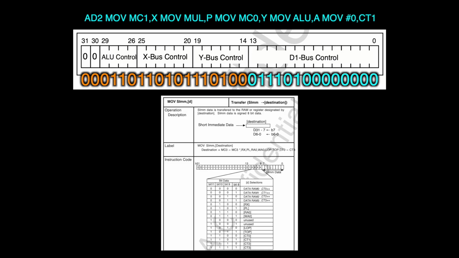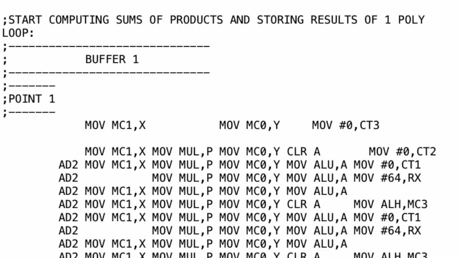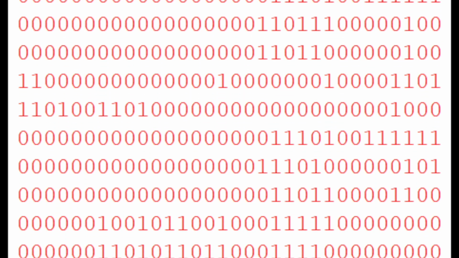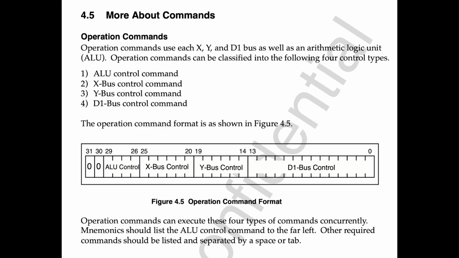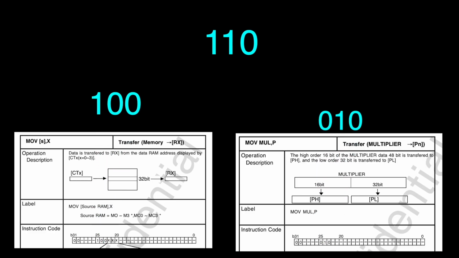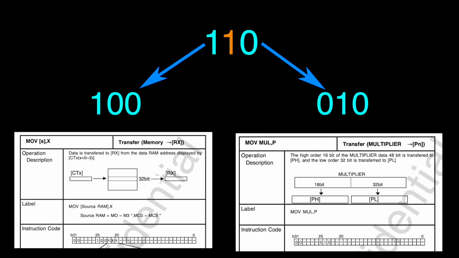Also, the DSP code I wrote has 128 lines, and the data generated by the assembler here is also 128 lines, so it's clearly not adding lines, which means it must be executing all 6 instructions in one line somehow. So the conclusion I've come to is that there are combination commands that aren't listed in the reference manual. If we look at the XBus command which we have, which is 110, I think that represents both moving MC1 to X and move MUL, P. So in this instance, if this bit is set, it does the move MC1, X, and if this bit is set, it does the move MUL, P as well.